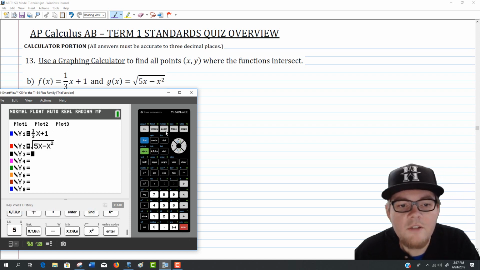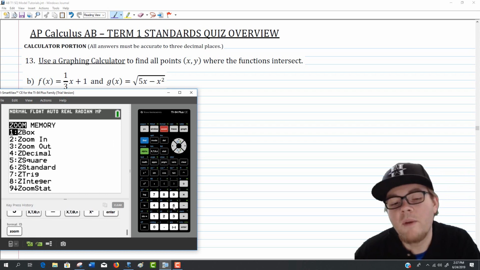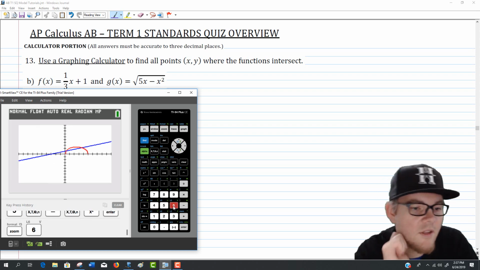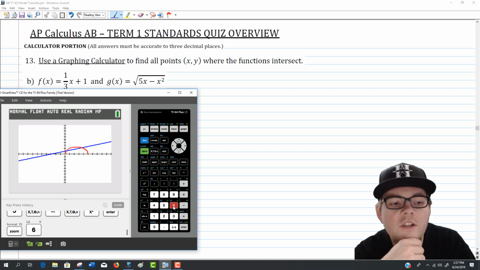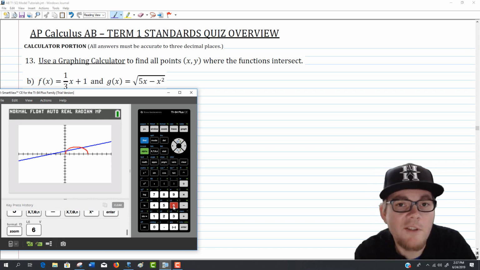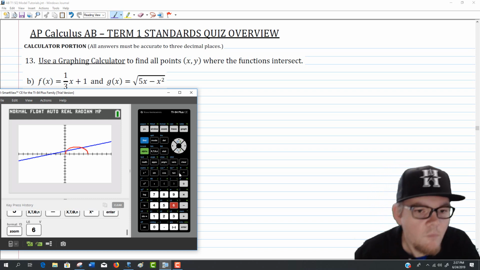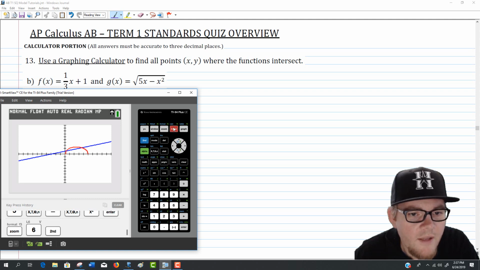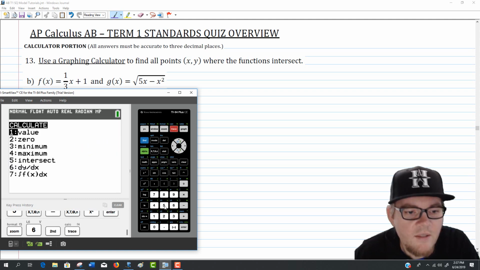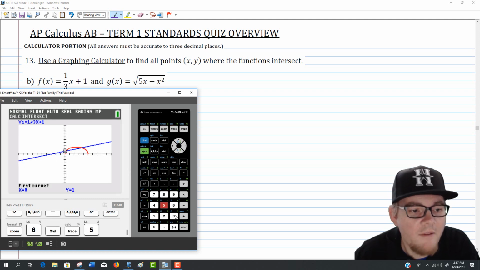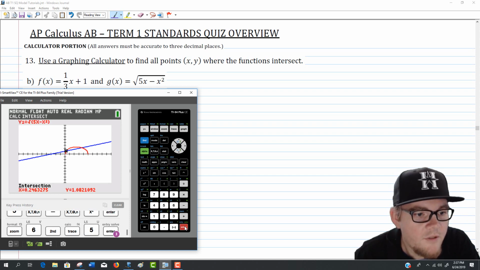And now we want to find the intersection. Once again though, I had already modified the window, so I'm going to zoom 6 it to make sure I get everything. We can very clearly see our two intersections. And it looks like we got a semicircle and a line, which makes sense. I'm going to go find those intersections really fast. So second calculate, as I said before, we could scroll down or we can just type 5. We'll go enter, enter, enter.